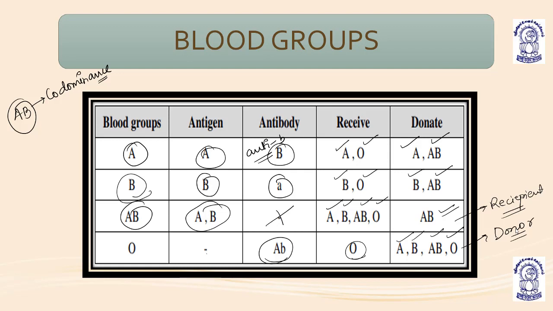Because in AB blood group, 50% of RBCs are of A blood group and 50% of RBCs are of B blood group. So a person having blood group A can donate to AB because it has 50% of RBCs having A blood group. Understood?